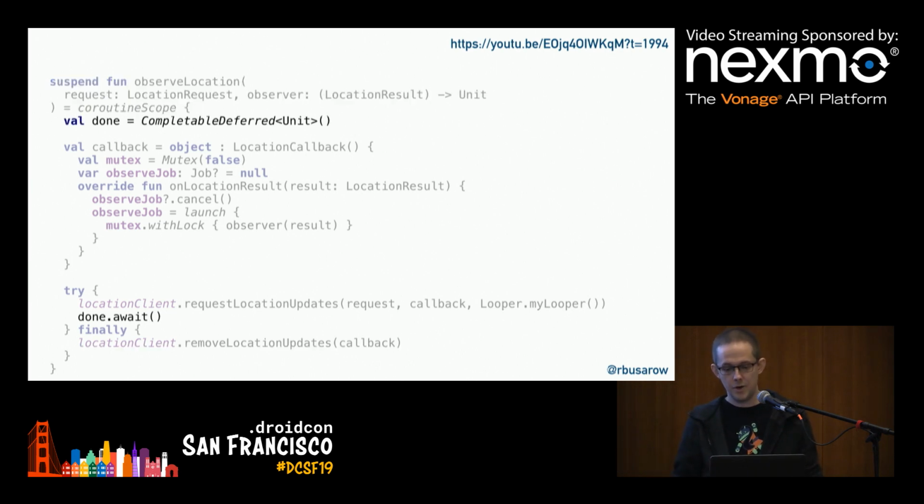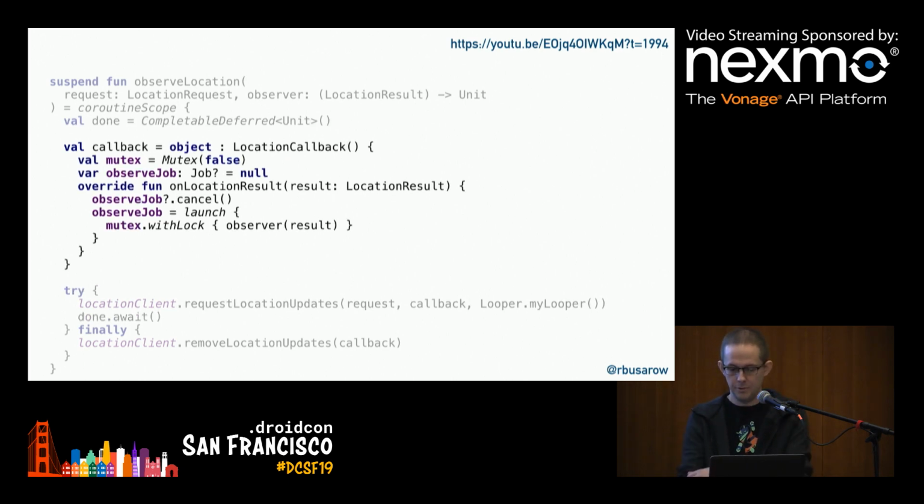But then we create this completable deferred, and we never actually complete it. And you can see down at the bottom, we're calling done.await, which means that this function is not going to complete until this completable, which is never completed, has been completed, which means it's going to run forever. Except we have structured concurrency. So if the coroutine scope is canceled, if the job associated with calling this function is canceled, then it won't leak and it will go away.